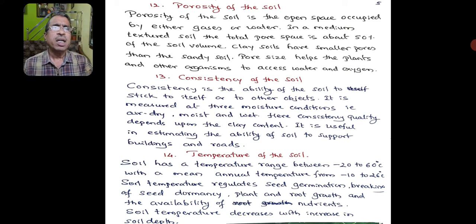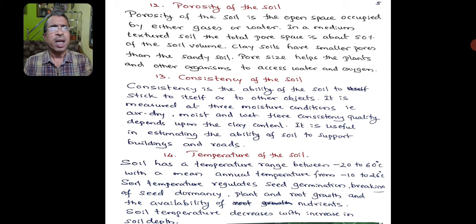Next we take the temperature of the soil. Soil has a temperature range between -20 to 60 degrees centigrade with a mean annual temperature from -10 to 26 degrees centigrade.